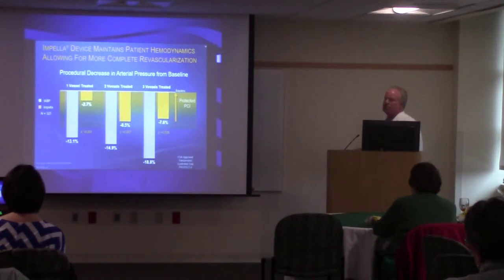This pump allows us to treat more vessels. So this, again, is from the registry data. And it shows that the more vessels you treat, your blood pressure tends to fall. These patients have more extensive disease and you're doing more work on the heart. But when we have the Impella in place, we get less drops in blood pressure, which allows us to treat more vessels and do more extensive work on the heart.